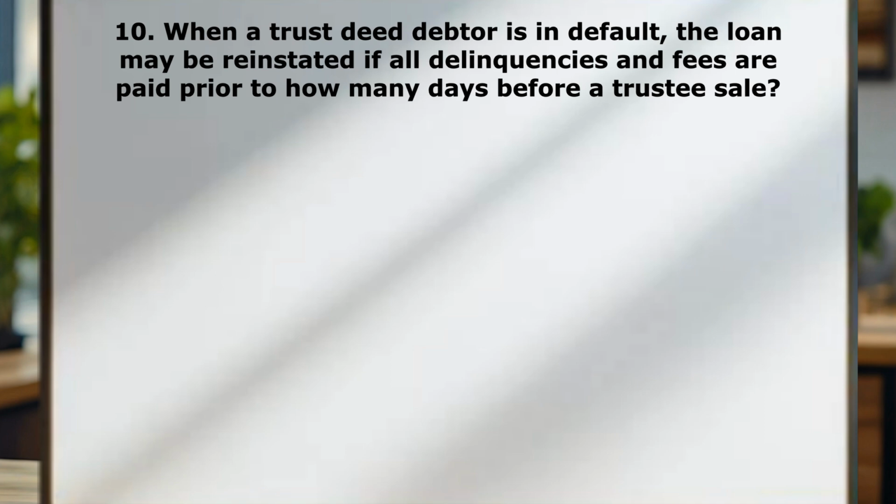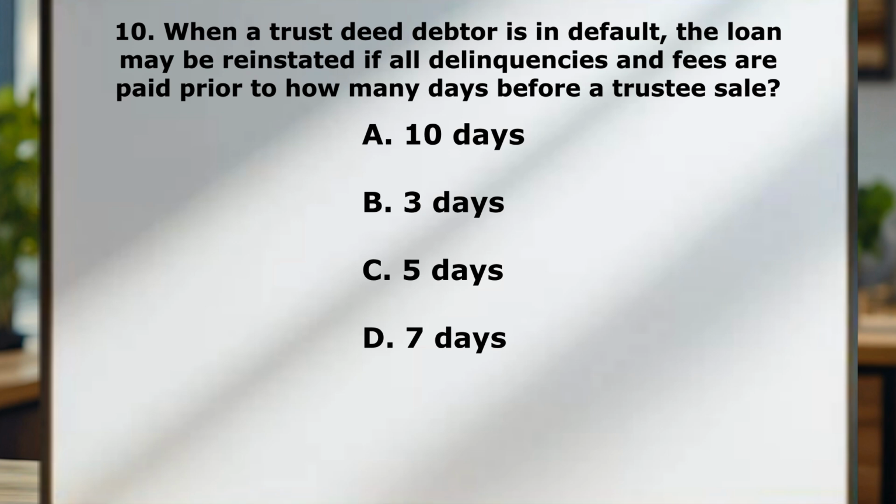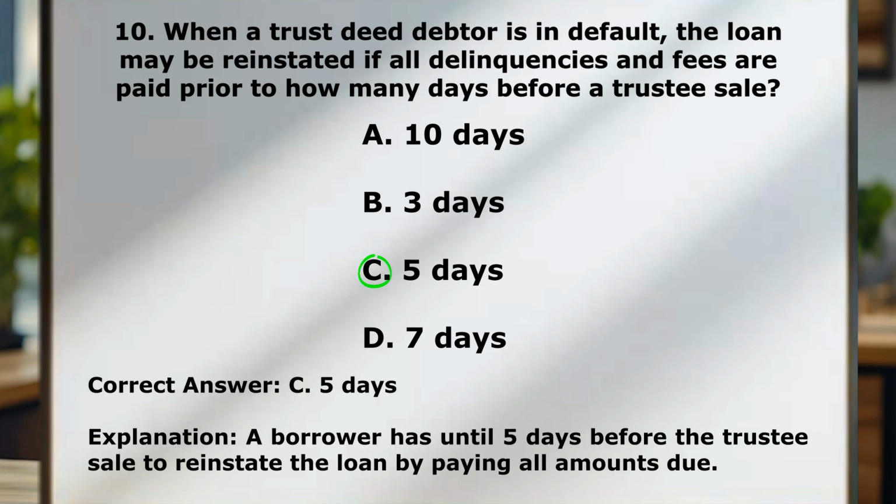Question number 10. When a trust deed debtor is in default, the loan may be reinstated if all delinquencies and fees are paid prior to how many days before a trustee sale? A, 10 days, B, 3 days, C, 5 days, D, 7 days. Correct answer is C, 5 days. So borrowers have until 5 days before the trustee sale to reinstate the loan by paying all amounts due.